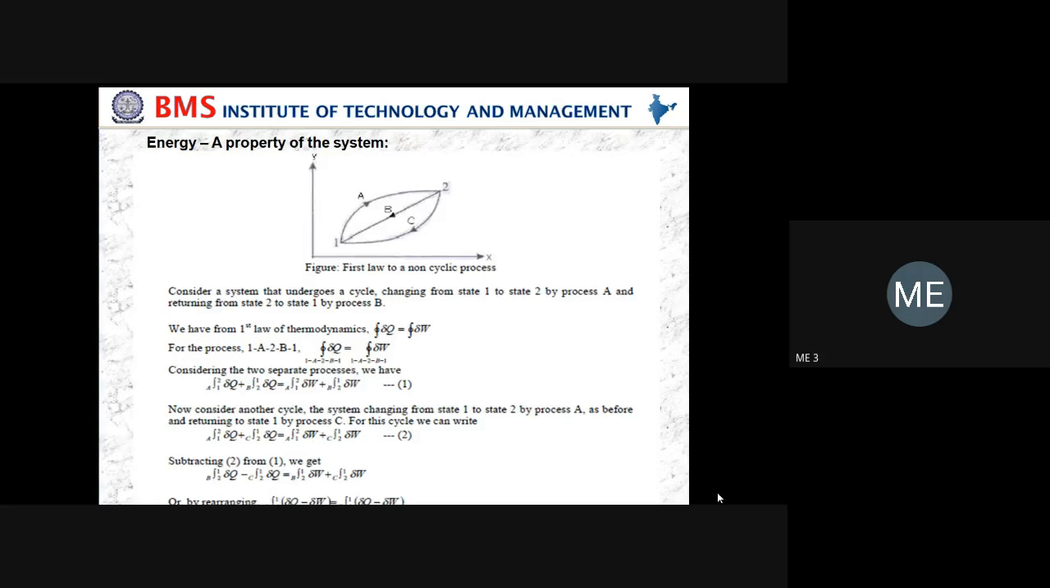Did you understand this derivation, guys? Any doubts in this derivation? This is one of the important derivations in the first law of thermodynamics. You have to try to understand this derivation. Any doubts?